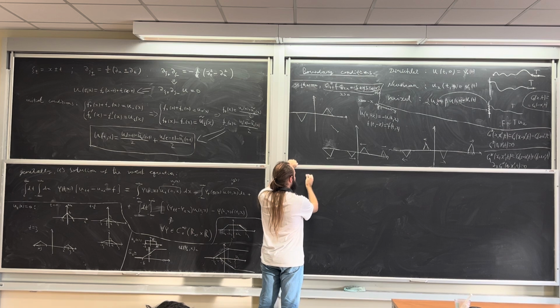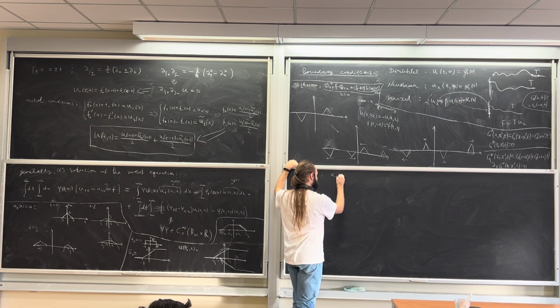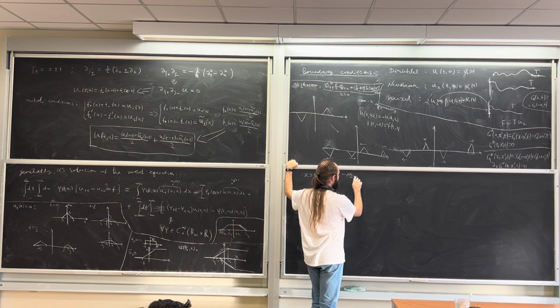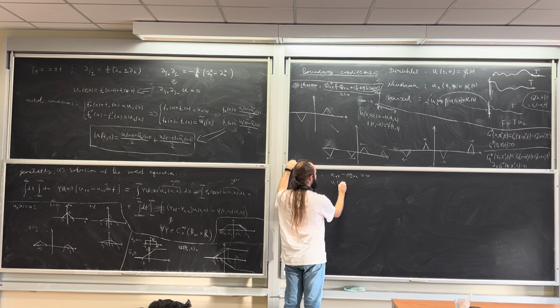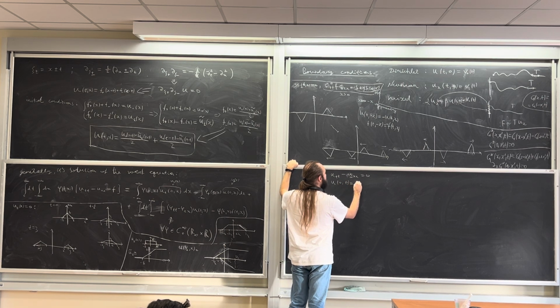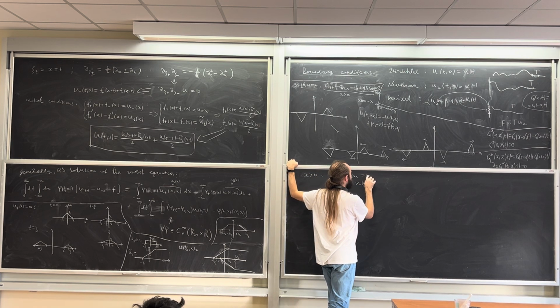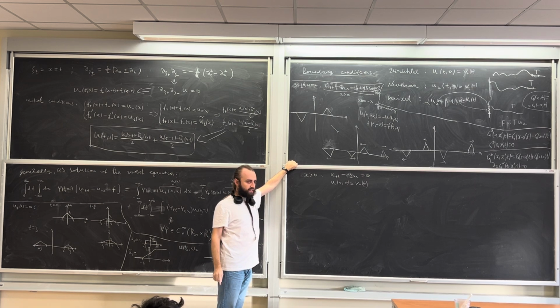So again, let us say that for x greater than 0, we have this solution of the equation u_tt minus u_xx equals 0, and u of t and 0 equals some v0 of t. Does anyone have any idea how to solve this equation?